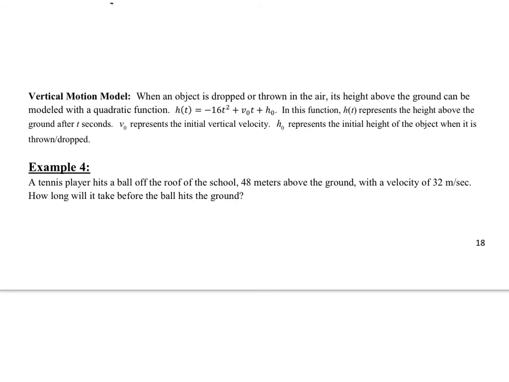This vertical motion model highlighted here, h of t equals negative 16t squared plus v sub 0 t plus h sub 0, models the height against time of an object that's been launched or dropped. Negative 16, the coefficient on the t squared, is due to gravity. The v sub 0 t is the initial vertical velocity applied, and then h sub 0 is the starting height.